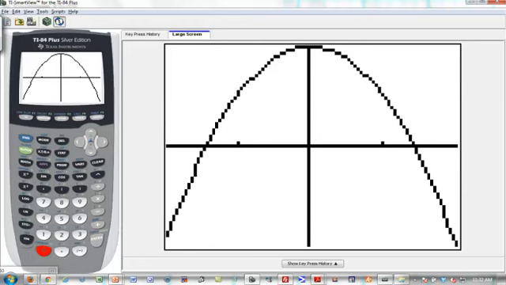Okay, so yeah, that looks like a parabola. Yeah, it does. I said pointing up, as in that way. Pointing up as in down. All right, I like it. Now that's from 1.5 to 4.5.